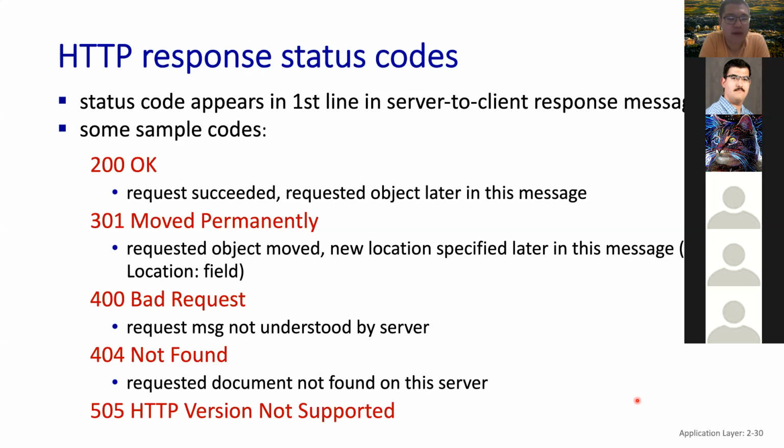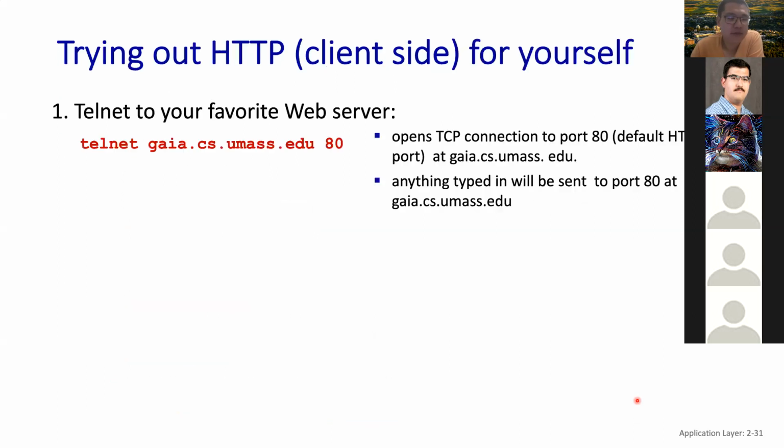Finally, 505 HTTP Version Not Supported. So if you request HTTP 1.0 or 0.9, those versions may not be supported well by the HTTP server. So those are the commonly seen status codes and their problems or reasons. You can easily find those things happening on the internet.